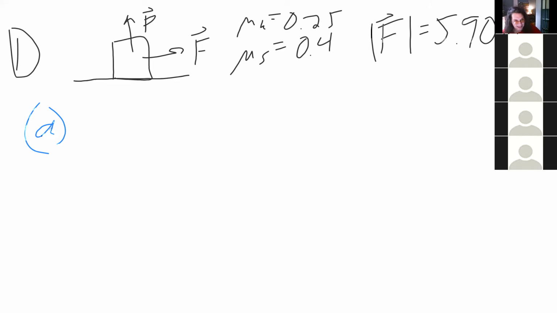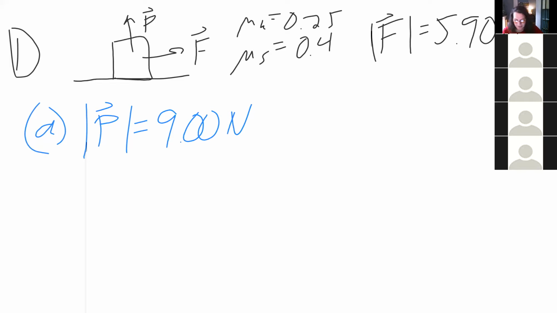In part A, for my problem, they say that the pull force has a magnitude of 9.00 newtons. And I'm just asked to find the magnitude of the frictional force. I don't know if it's static or kinetic. I'm going to need to do some physics to determine if it is static or if it is kinetic.